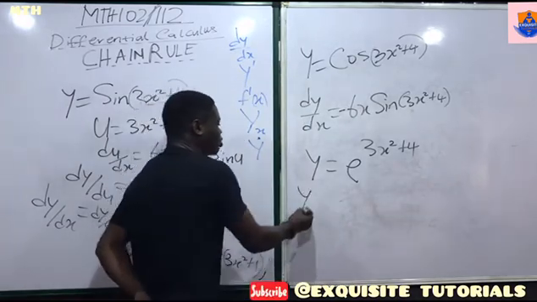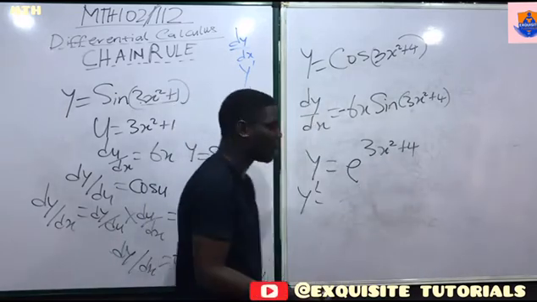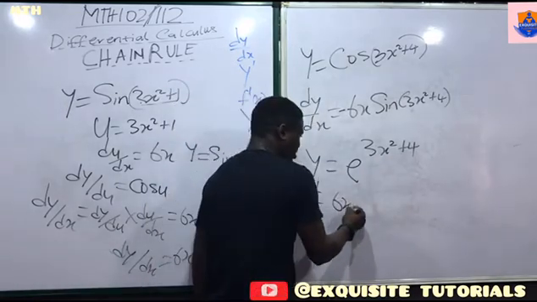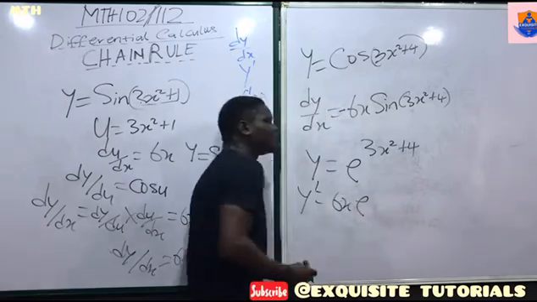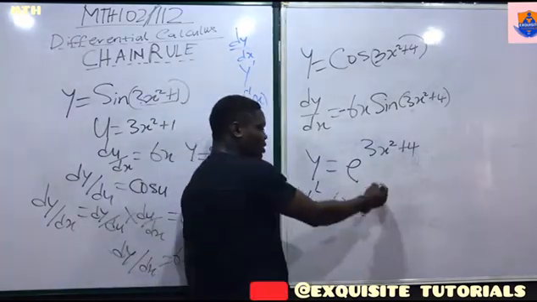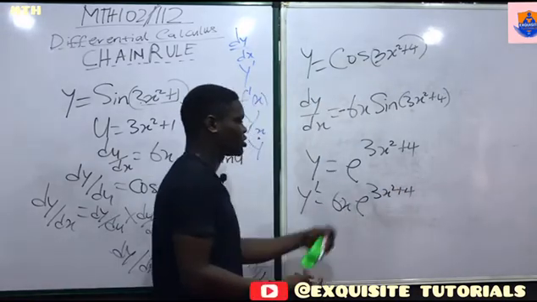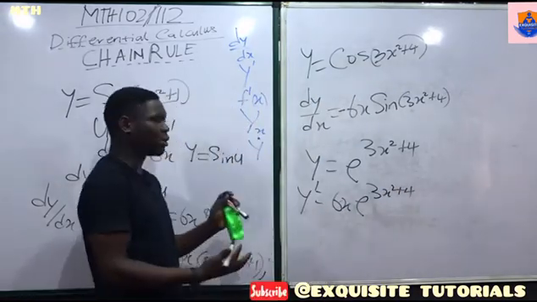Simple. Your y prime, differentiate this power first. When you differentiate this power, you're going to have 6x. Then exponential. Remember, when you differentiate exponential x, you're going to have exponential. So you repeat the same thing. Very straightforward. I don't know if you are getting the pattern already.